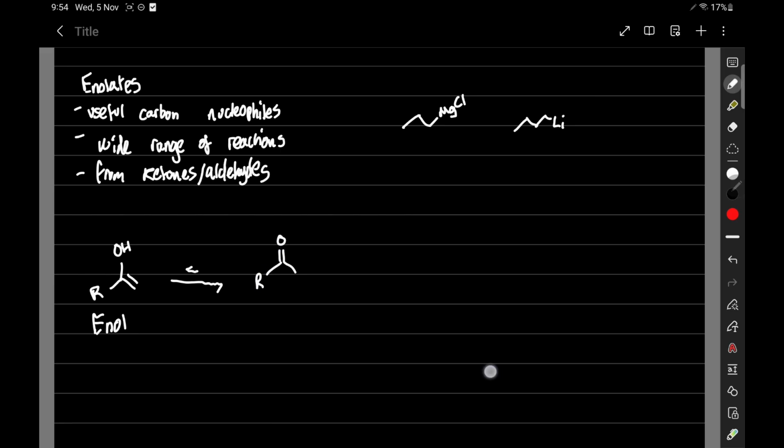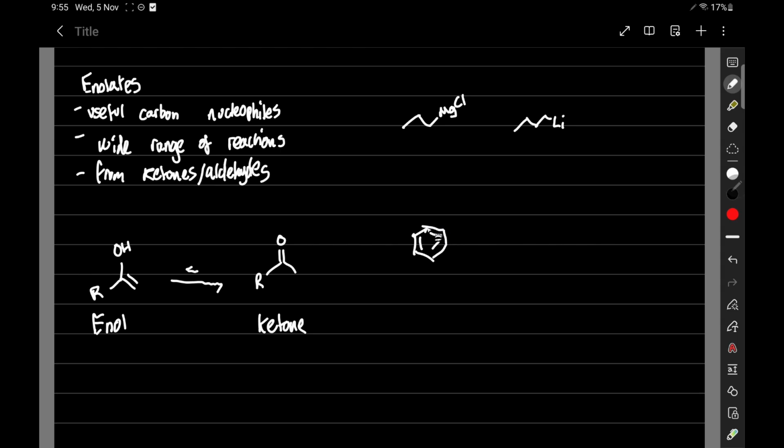So a ketone is kind of in an equilibrium with its enol form, and usually the equilibrium lies very close to the ketone side. So it's basically always existing as the ketone. There are some exceptions. Phenol is the most famous one.